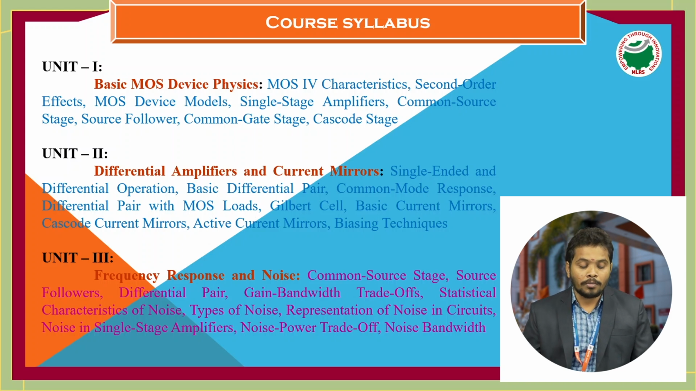Here, if you see the common source stage, we will ground the source, and we will take the input as gate and the output as drain. And the source follower is nothing but a common drain. Another name for source follower is common drain amplifier. Here the drain will be the ground, the input will be the gate, and the output will be the source.